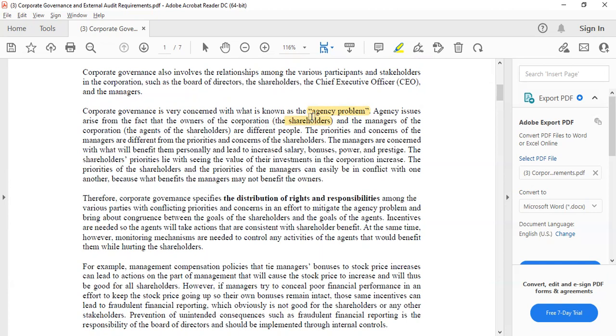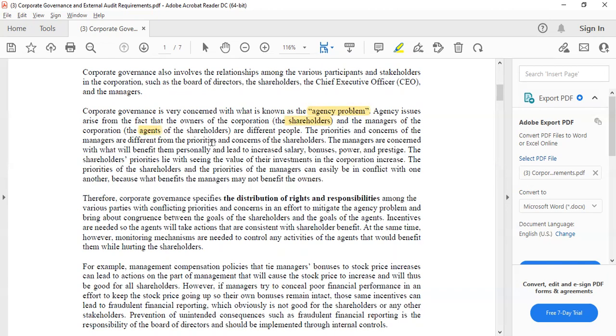So the owners of a stock corporation are known as stockholders or shareholders, as well as the managers of the corporation, or we call them the agents of the shareholders. These two are different people. So for example, if we have a closed stock corporation, closed with a D, this means that the shareholders are very much limited. So around 10. So only 10 shareholders.